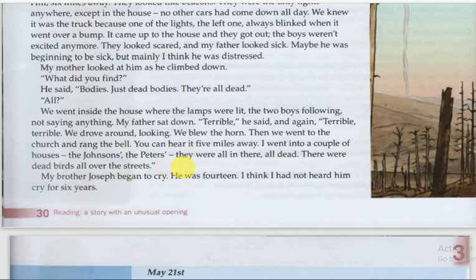There were dead birds all over the streets. My brother Joseph began to cry. Why? Because he's scared. He was 14. I think I had not heard him cry for 6 years. Okay. For 6 years she had not seen him scared and crying until today. So this means that he was very scared.